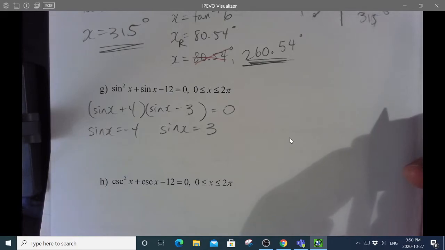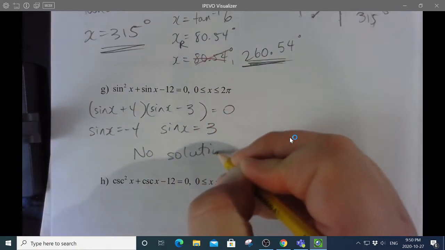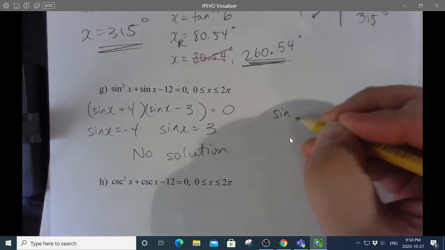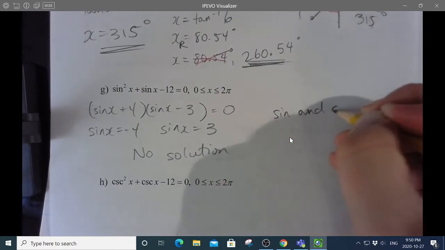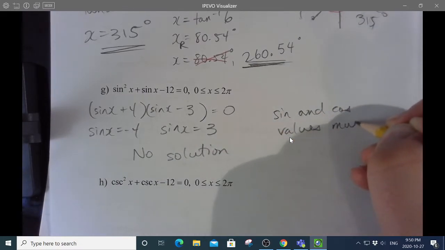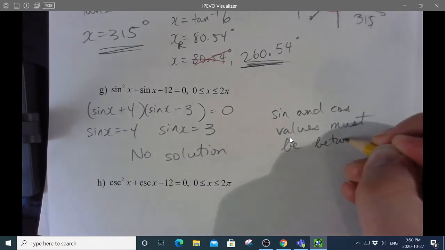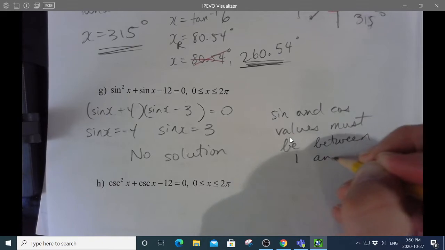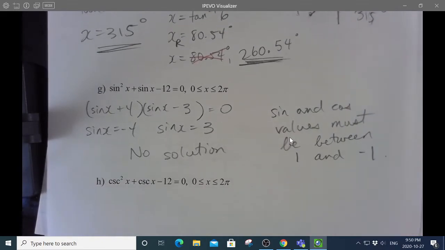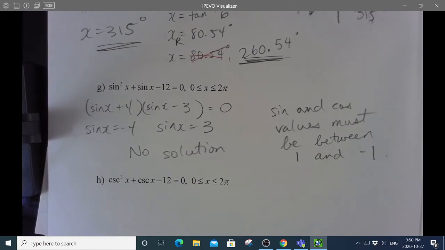And you know what we do next? We say no solution, because again, sine and cosine values must be between 1 and -1, inclusive. They can be 1 or -1, but they certainly can't be bigger or smaller. So that one actually does have no solutions.